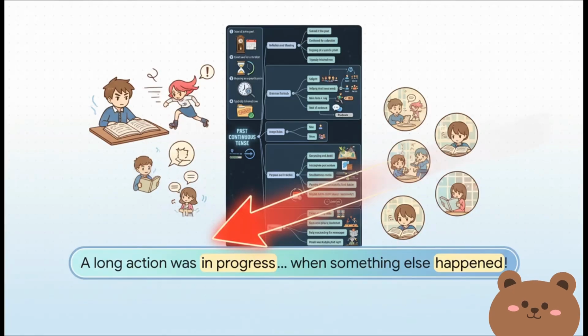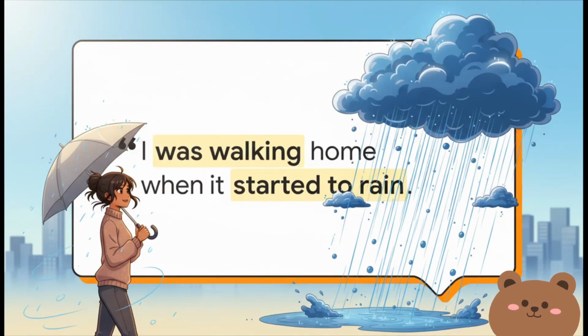And this visual just nails the concept. That long progress bar, that's your ongoing action. And that arrow, that's the short, sudden thing that comes in and interrupts it. It's such a great way to remember how this works. And here is the perfect example. So what was the long action? I was walking home. It was in progress. In the interruption, it started to rain. A short, sudden event. See how those two tenses just work together perfectly to tell a mini-story?